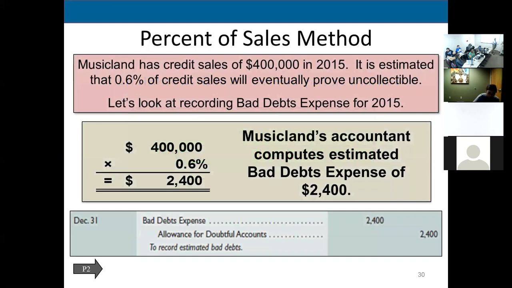All right, so Musicland has credit sales of $400,000 in 2015. It is estimated that 0.6% of credit sales will eventually prove uncollectible. Quick multiplication, $400,000 were their sales, and 0.6% was the estimated amount, so they are going to use $2,400 for bad debts expense.